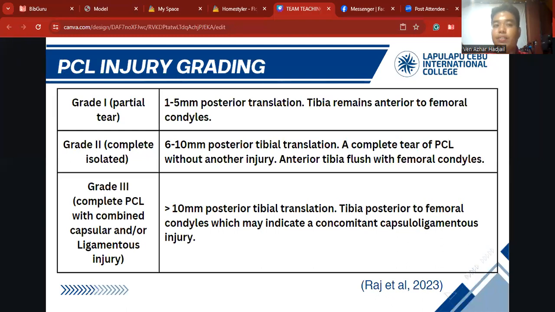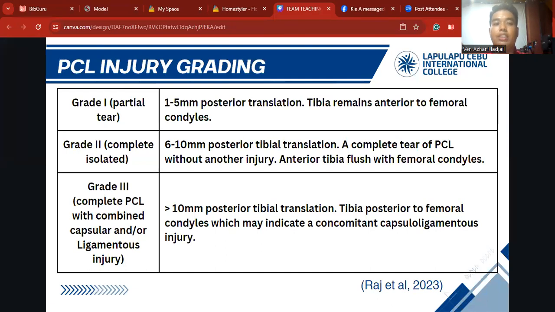We have here the grading for PCL injury. In grade 1, we have 1 to 5 millimeter posterior translation. This is only minimal since it is only 1 to 5 millimeter. Grade 2 is 6 to 10 millimeter. The difference here is there is a complete tear in the PCL without another injury. For grade 3, it is more than 10 millimeter in posterior tibial translation, and this also has another injury.